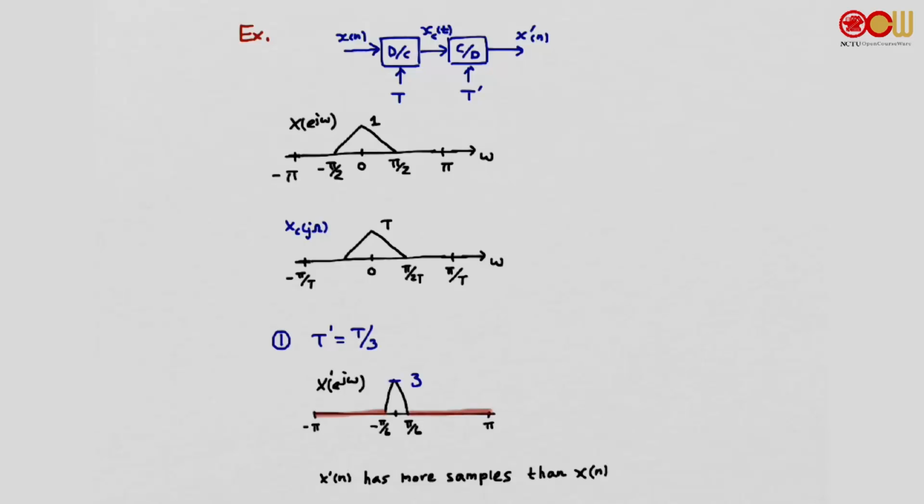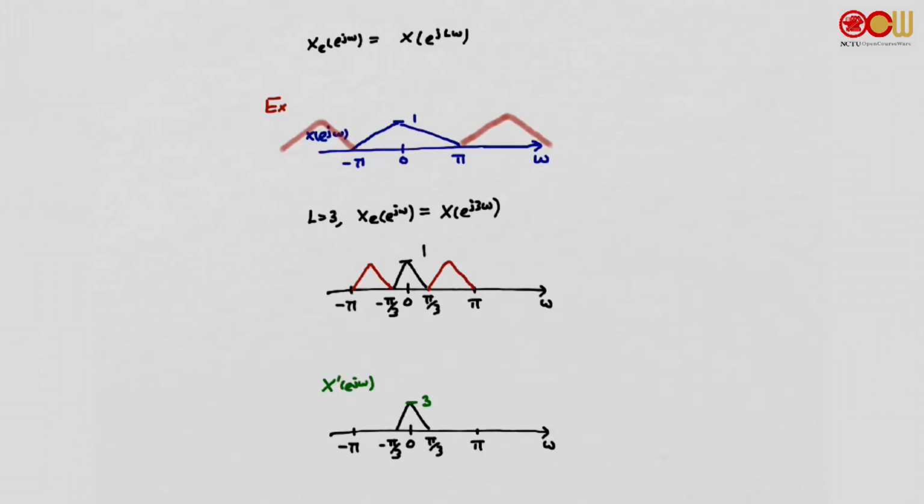Now let's go back to the output of the expander. So X'[n] should have a spectrum that looks like a squeezed version of X(e^{jω}), and it's 0 here and here. And the copy of X(e^{jω}) is squeezed to pi over 3 and minus pi over 3. And all the others are 0, and the height here will be 3. So how can we get from X_e to X'(e^{jω}), the desired X'(e^{jω})? If we can simply filter out this copy and increase the height 3 times, then we are done.